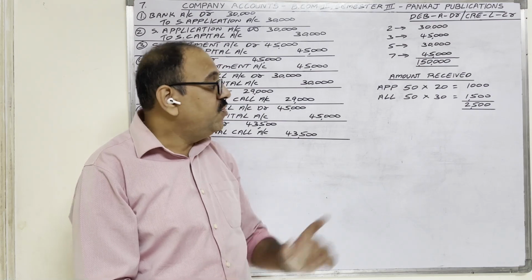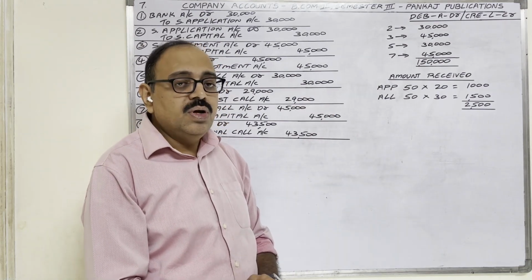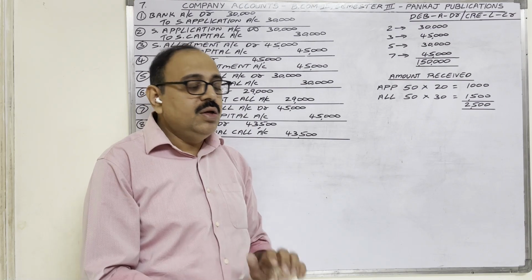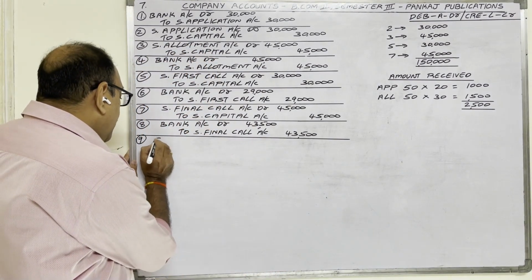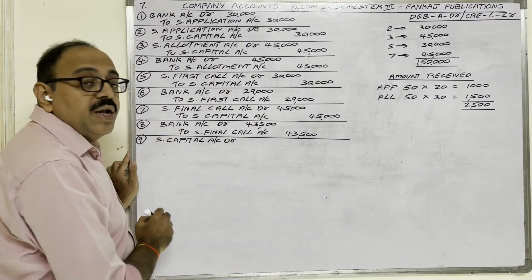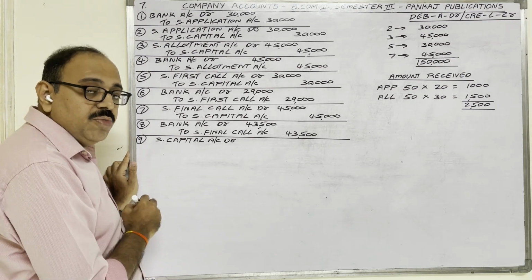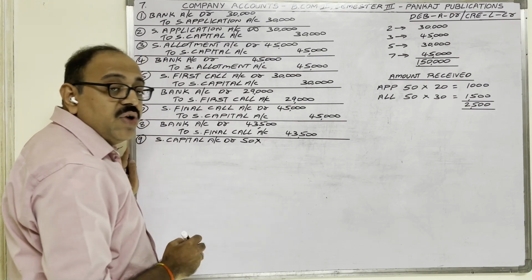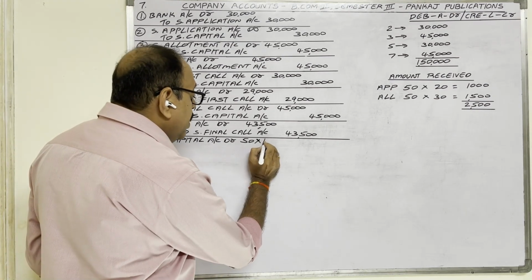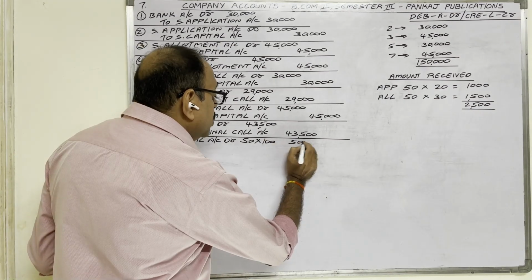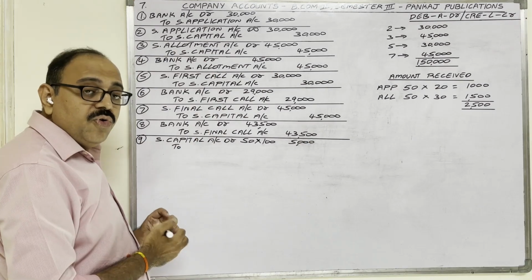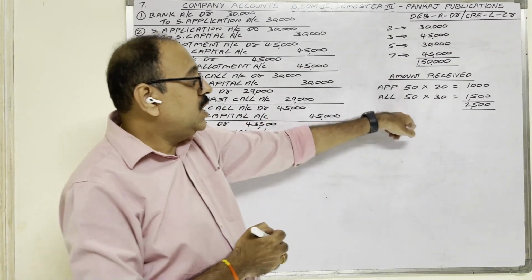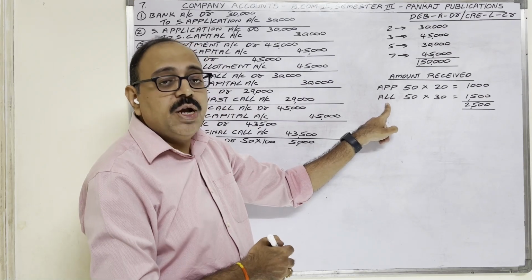By crediting, we have created share capital account. To cancel, we have to debit. Therefore, debit share capital account. Share capital account debtor with how much amount? 50 shares we are cancelling. One share face value is 100 rupees now. Into 100, 5,000 rupees. 2. On forfeited shares, company received application money, allotment money, no?